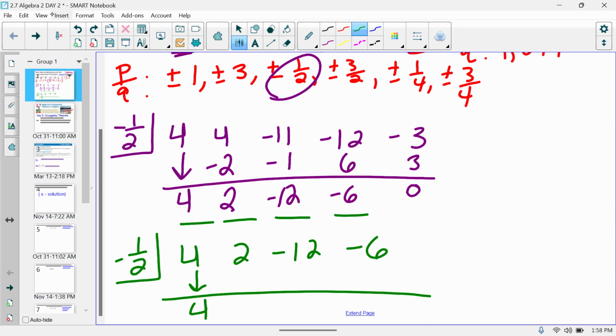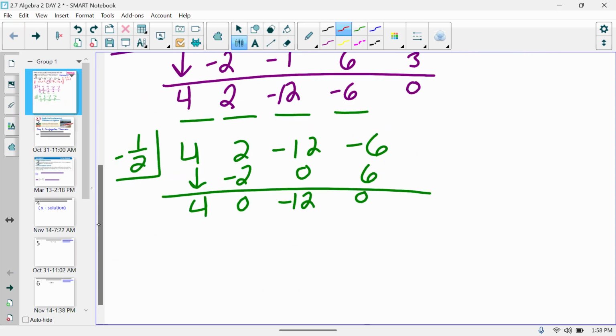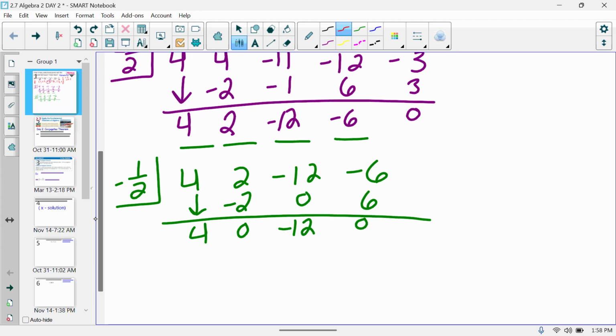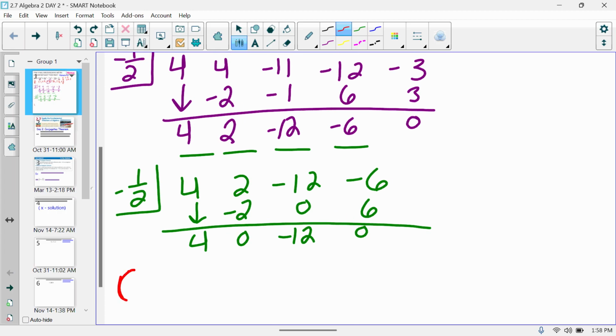So negative 1/2 times 4 is negative 2. Add straight down, you get 0. 0 times negative 1/2 is still 0. Add straight down, you get negative 12. Negative 1/2 times negative 12 is positive 6, and we get 0. So let's keep track so far. If the solution is negative 1/2, don't forget the factor would look like x plus 1/2, right? Because negative 1/2 plus 1/2 is 0. You're going to have that factor twice, okay?